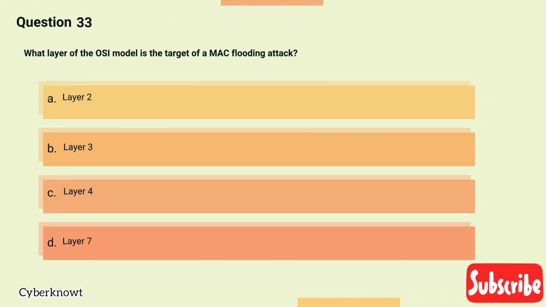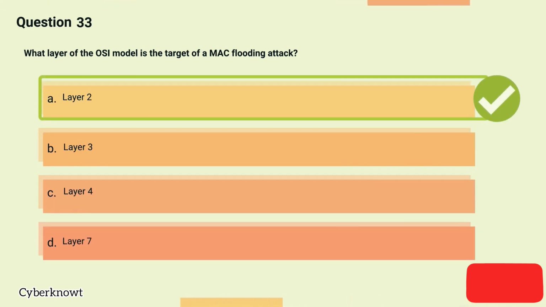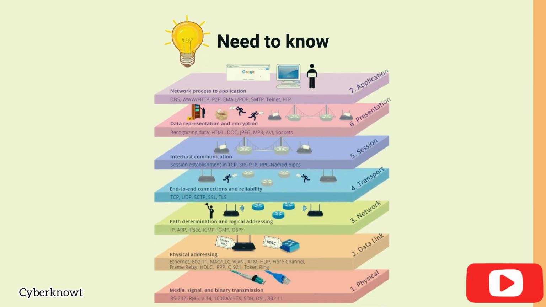Question 33. What layer of the OSI model is the target of a MAC flooding attack? Option A. Layer 2. Option B. Layer 3. Option C. Layer 4. Option D. Layer 7. The correct answer is Option A. Layer 2. Explanation. A MAC flooding attack is a type of attack that targets the data link layer, Layer 2, of the OSI model by flooding a switch's MAC address table with fake MAC addresses, tasking the switch to broadcast traffic to all ports, allowing an attacker to intercept traffic.